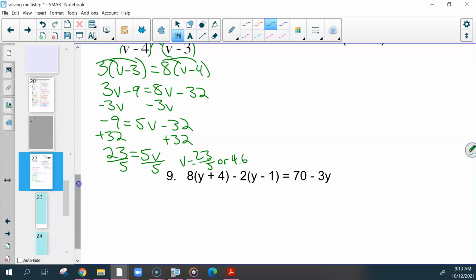The only time I would not suggest putting the decimal is if it's a repeating decimal or if you have a bunch of different decimals. Then I would leave it as a fraction.